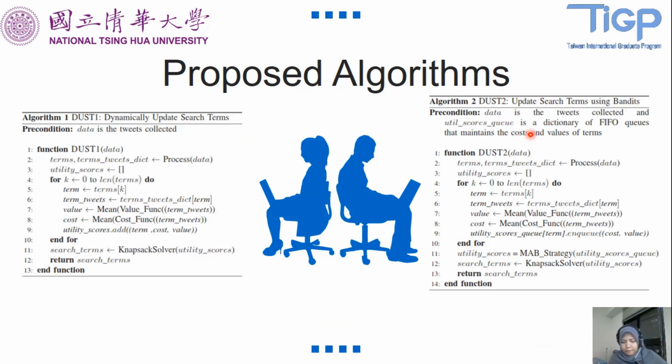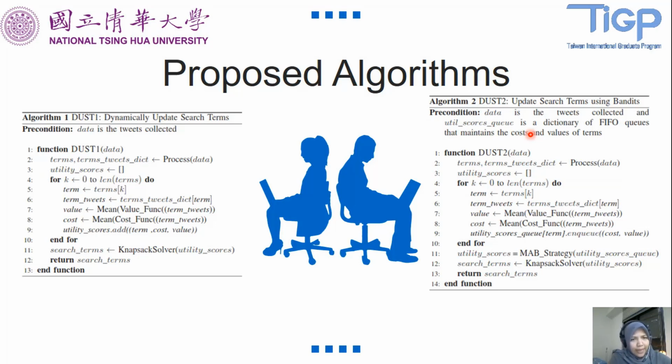So cost and value for filtered terms are estimated using the cost and value function. And the knapsack problem has many efficient solutions. So they use a dynamic programming based knapsack solver to find the next set of search terms. And they propose this algorithm. The first one is Dust1 and the second one is Dust2.